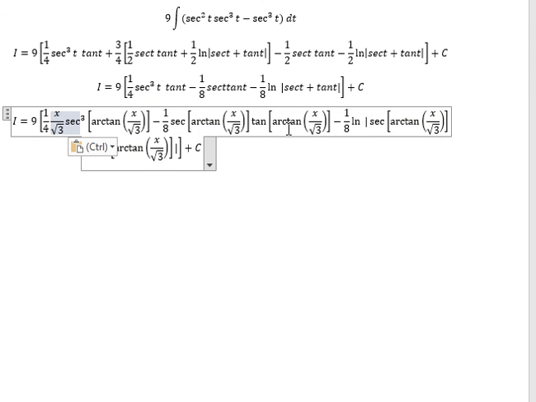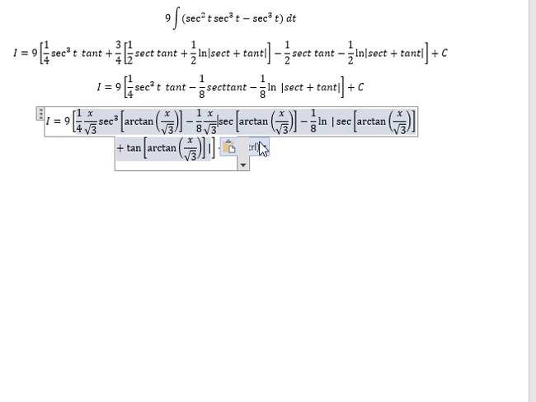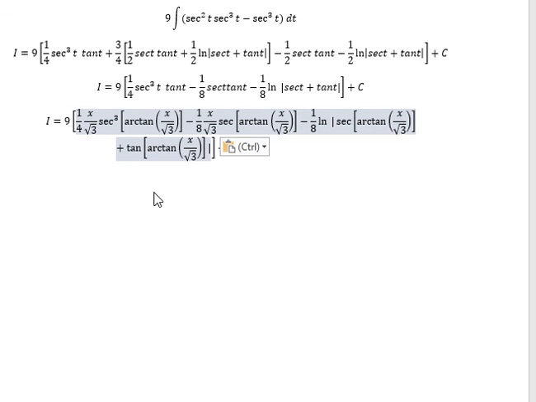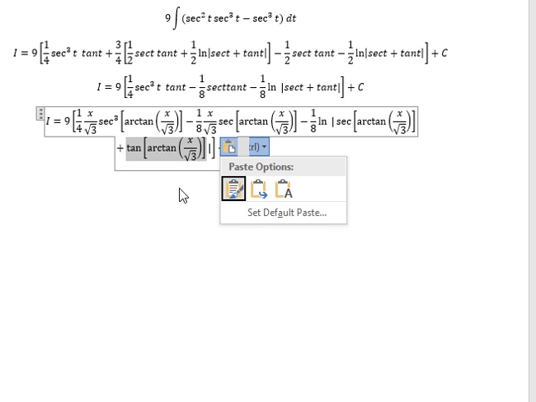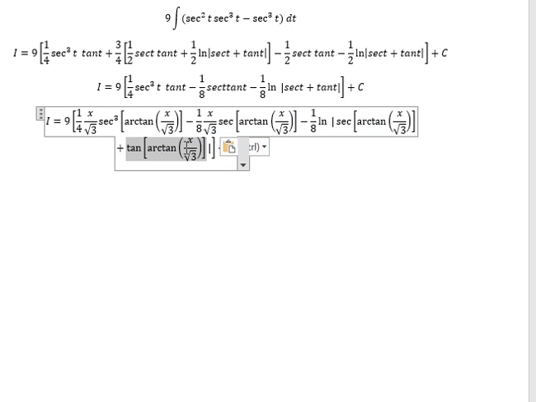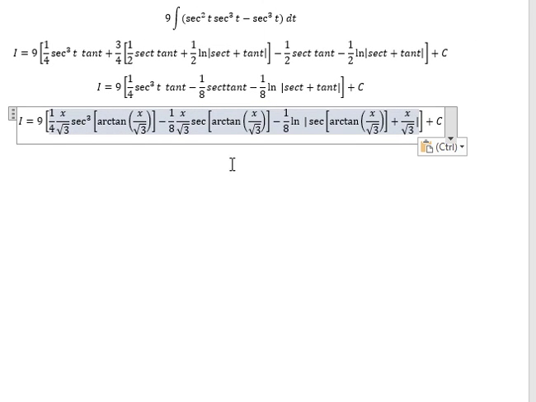Similar for this one too. And this one too. And that's the final answer in here.